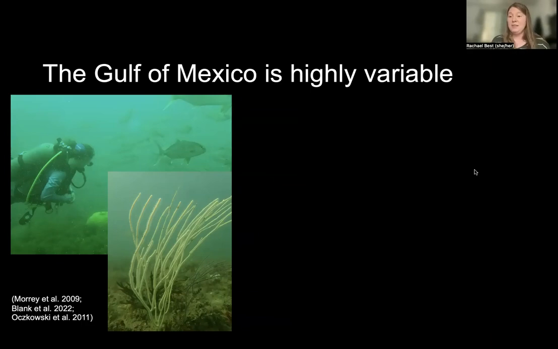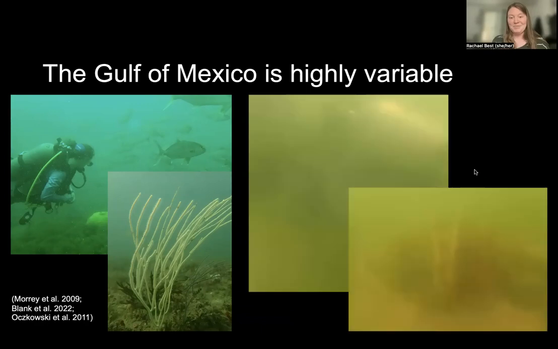So anecdotally, this looks like sometimes you can see your buddy and the corals you're studying, and sometimes you're holding on to your buddy to make sure you don't lose them, and you're feeling around for those corals because you can't see them.